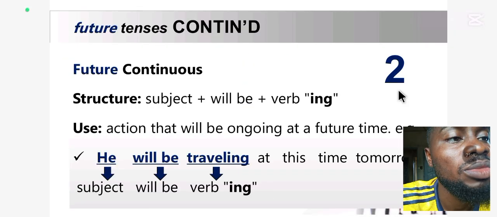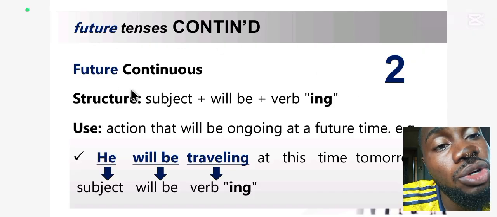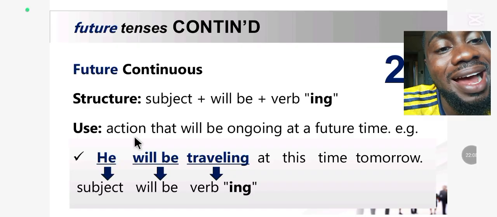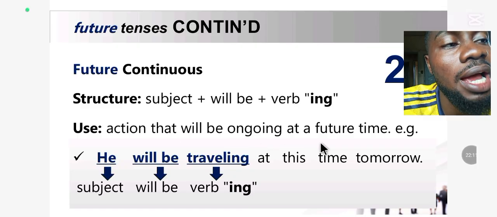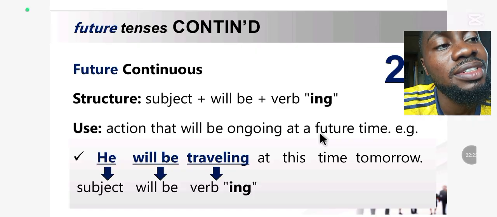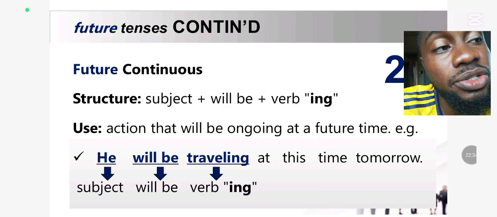Moving on. Number 2, under the future tenses. The second is the future continuous tense, and the structure entails having a subject plus will be plus a verb ending in ing. What is it used for? An action that will be ongoing at a future time. For example, you know that you will go to school tomorrow, or you are going to attend our Use of English series class tomorrow. In such a situation, you use the future continuous tense.